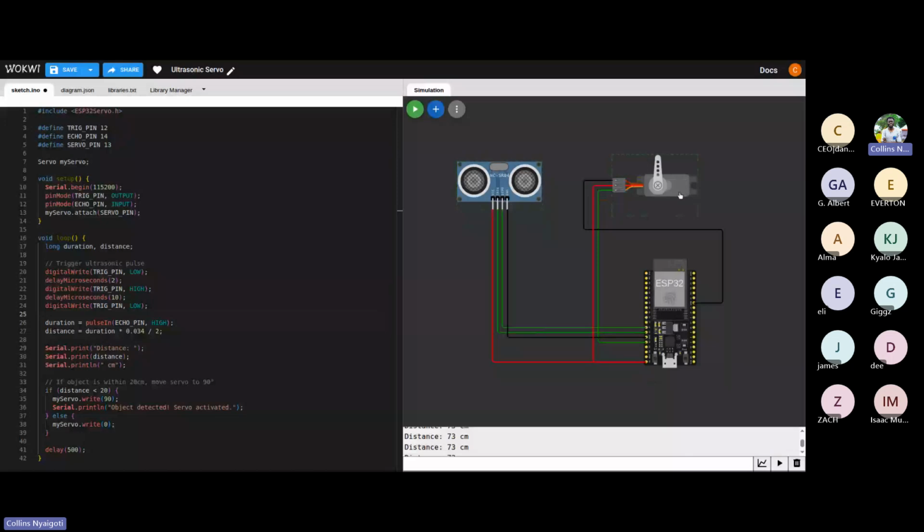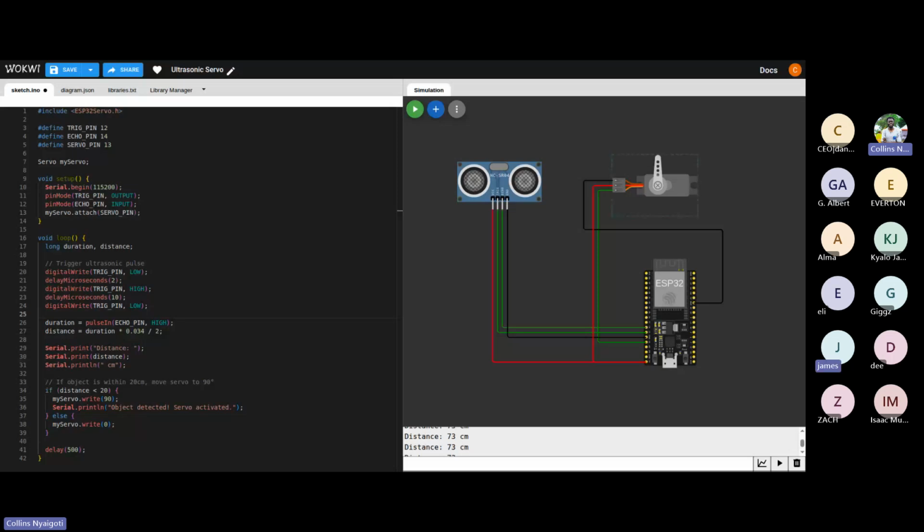So our ultrasonic sensor is the sensor, and our servo motor is the actuator. So what's supposed to happen? This is supposed to work like a toll gate. So when an object is less than 20 meters, this servo motor is supposed to act like a gate and open, like turn 90 degrees.